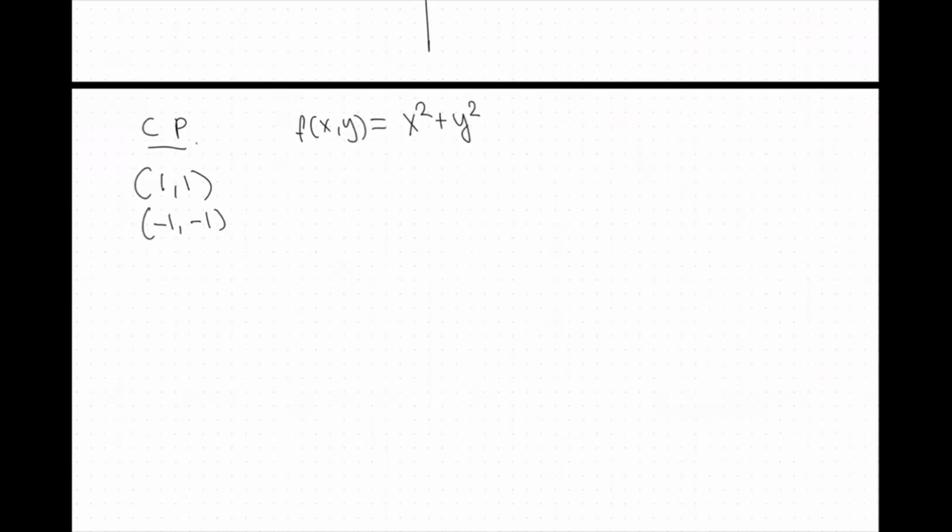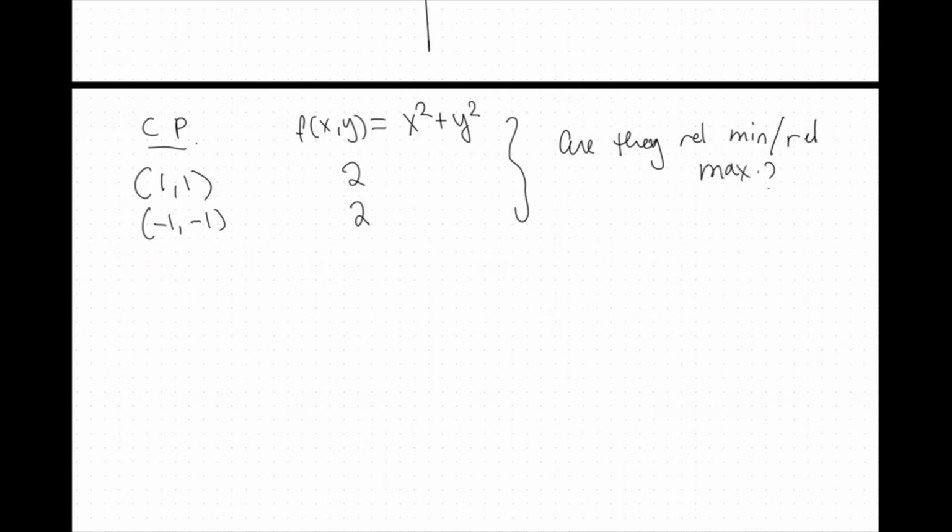So let's move down here so we get a bigger space. The critical points are 1, 1, and -1, -1. Here, our function value is given by x squared plus y squared. So here we get 2, and then we get another one, 2. So here they are equal. Are they a relative min or a relative max?